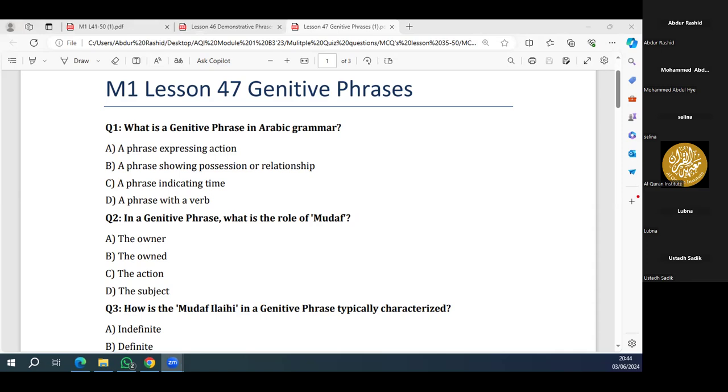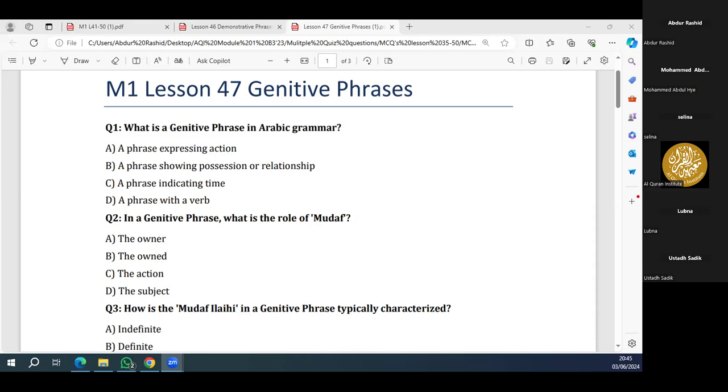Question 2. In a genitive phrase, what is the role of mudaf? Just one second. A phrase showing possession or relationship has been chosen. That's because the genitive phrase has two types in it. One is something to do with relationship, which is the harf jar and jar majroor, and the other is possession. Both are within genitive phrases. Okay, good. Next.